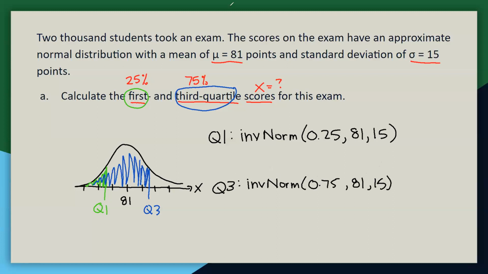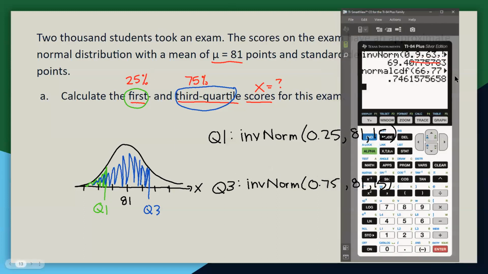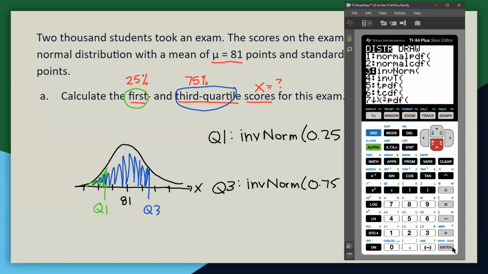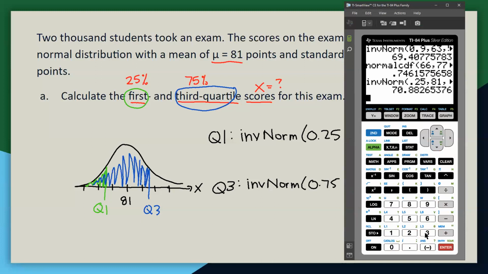But let's go ahead and pull up the TI-84 and do that really quick. I'm going to erase some of this just so we can see what we're doing here. Okay, that looks a little better. So we know we want inverse norms, second bars, down to option 3. Area is 0.25, mean of 81, standard deviation of 15. So I know my first quartile is at 70.88.